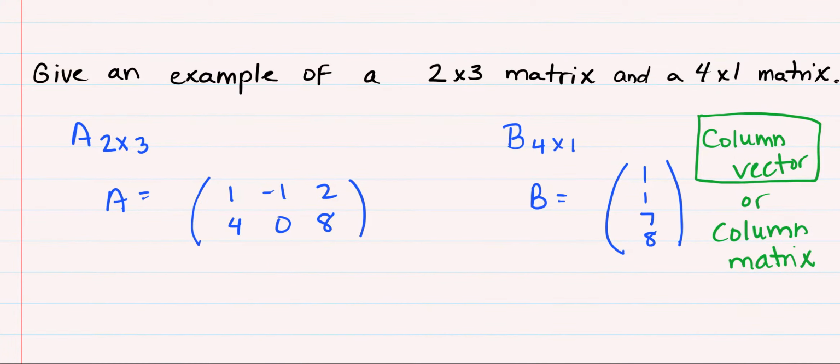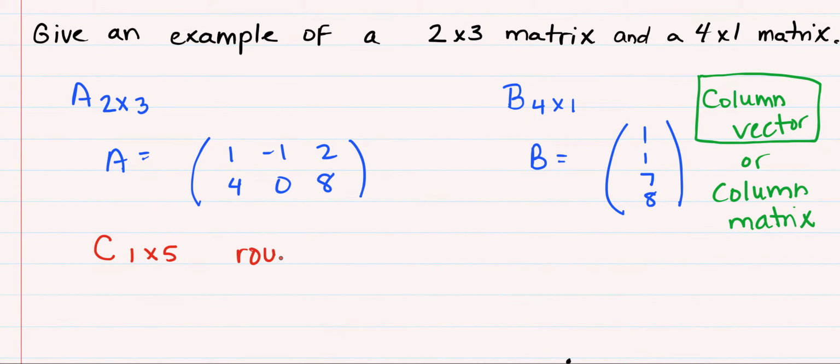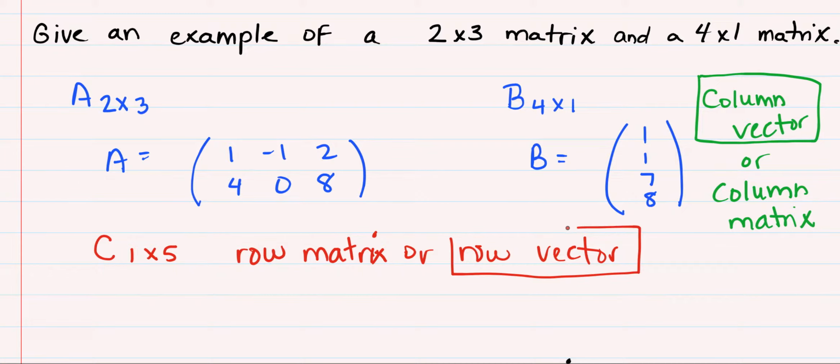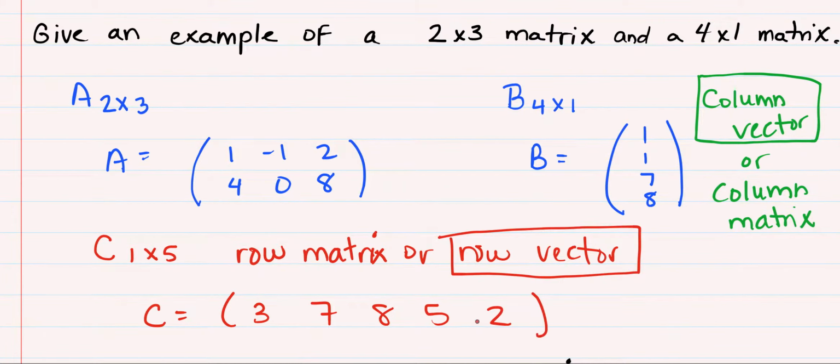We can also talk about a matrix C. Let's say it is 1 by 5. This will be called a row matrix, or a row vector. We're going to actually use row vector more often. And C would be something like this, where we have 5 entries.